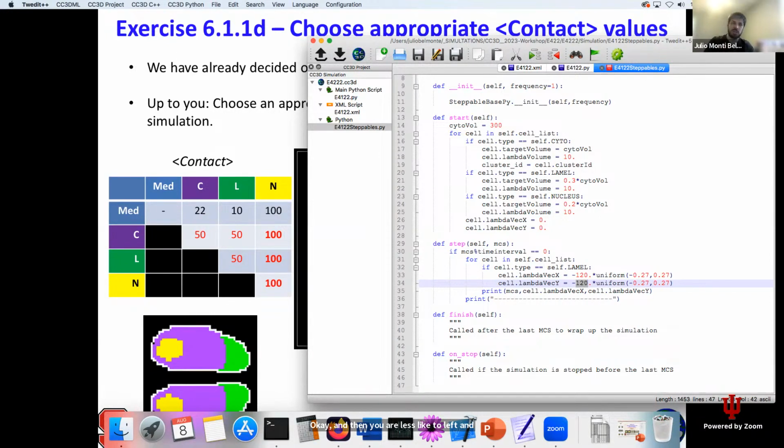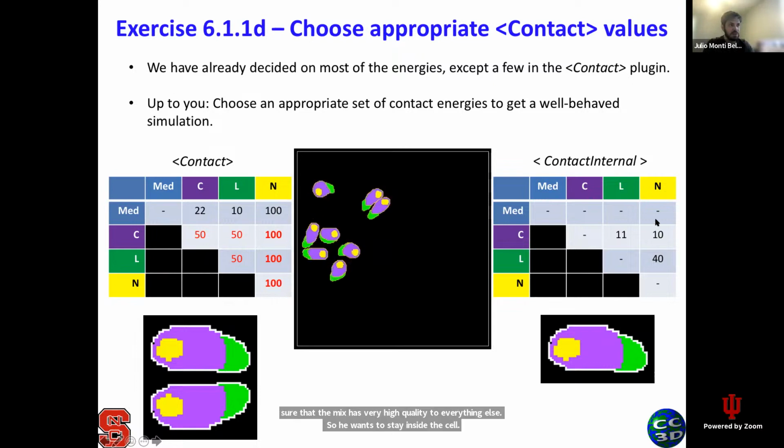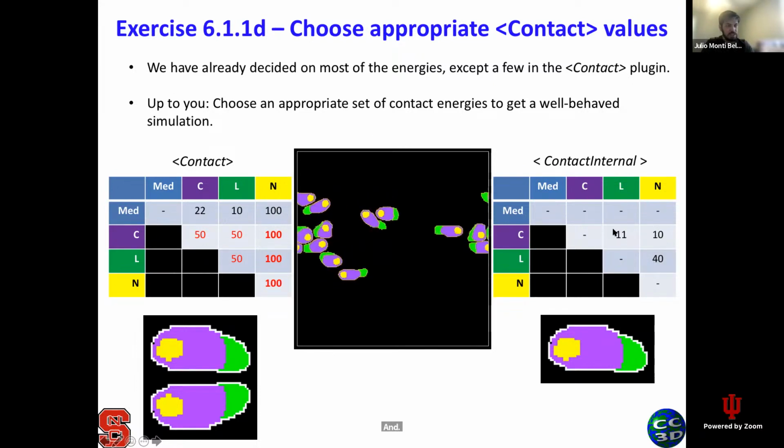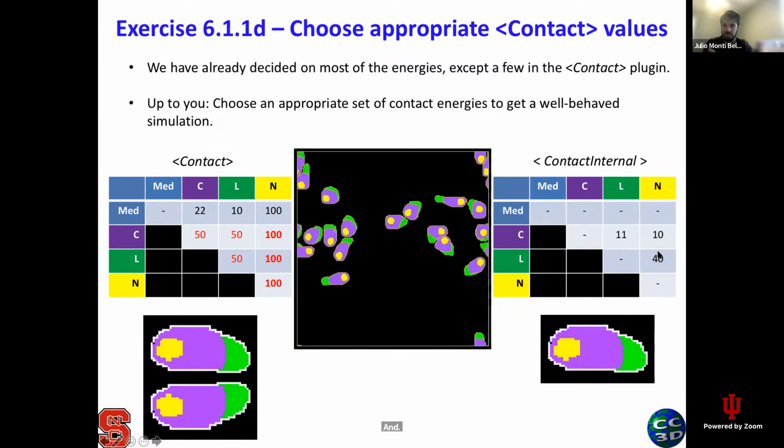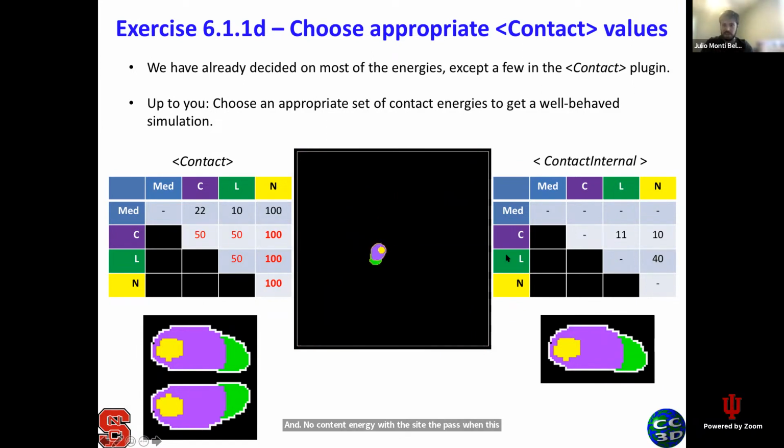And also make sure that you have the contact energies as in here. Make sure that the nucleus has very high contact energy with everything else, so it wants to stay inside the cell, and low contact energy with the cytoplasm when the cells belong to the same cluster. So they really like to be inside the cytoplasm of the same cell.